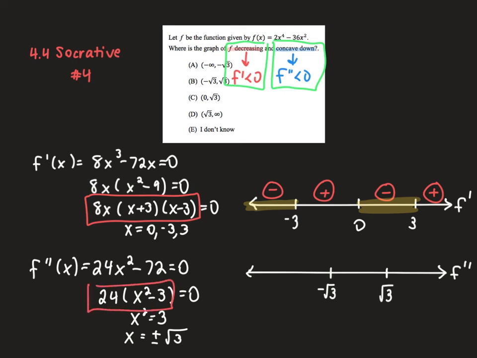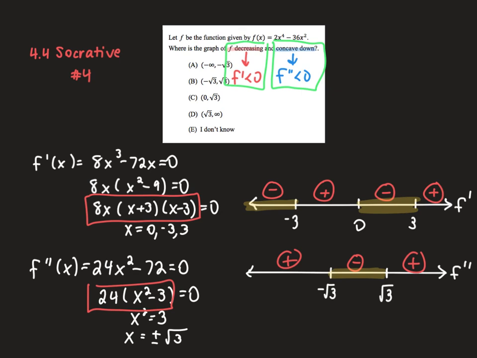I pick a number less than negative square root of 3, and when I put it in here, I can see I'm going to get a positive on this interval. I pick a number between negative square root of 3 and positive square root of 3, like 0. When I put 0 into my factored form, I get a negative value. A number greater than square root of 3 turns everything positive, and I'm going to get a positive. I can see f double prime is negative here in between negative square root of 3 and positive square root of 3. So that's where f is concave down.